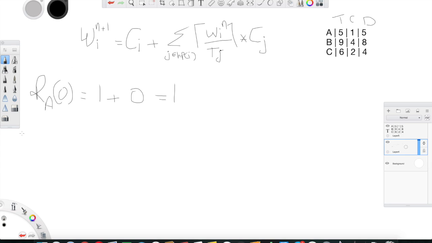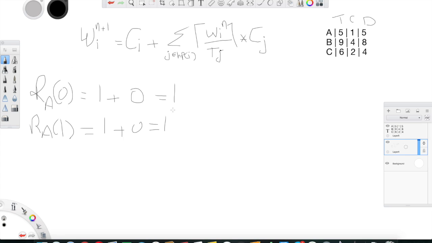So if I try to actually calculate RA of 1, it will be the computation time, which is 1, plus this will also result in a 0. So 1 plus 0 is equal to 1. Therefore, RA of 0 and RA of 1 are the same. We stop the iteration and task A is schedulable under RM. The task, not the set of tasks. A alone is schedulable under RM. We need to check for the other two tasks, B and C.